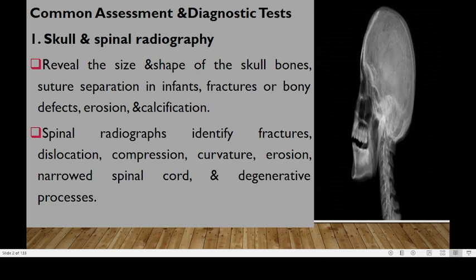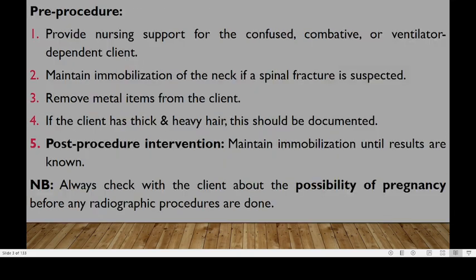Okay, we could do skull and spinal radiography, and this will reveal the size and the shape of the skull bones. We could also note the suture separation in infants. We could also see the fractures and bone defects, erosions, and calcification. Remember, spinal radiographs will identify fractures, dislocation, compression, curvatures, erosion, narrowed spinal cord, and even degenerative processes.